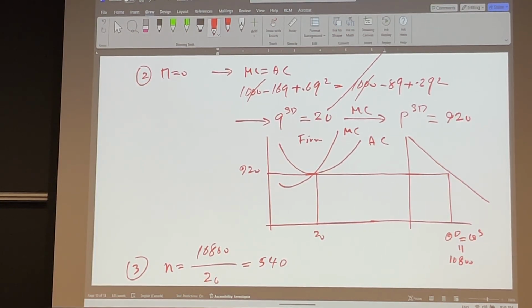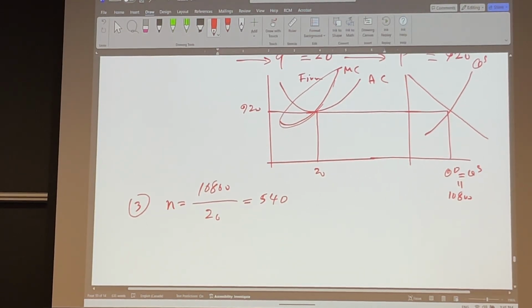Okay. I did not graph the market supply. If you graph the market supply, how does it look like? The market supply is just the individual supply, stacked up 540 times. So it looks very much like this one. That's the market supply. I didn't graph it, but if you graph it, it looks exactly like the individual supply. It's just stacked up 540 times. Make sense? Right? Okay.